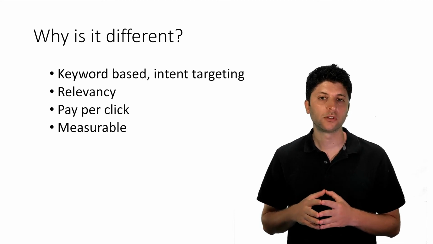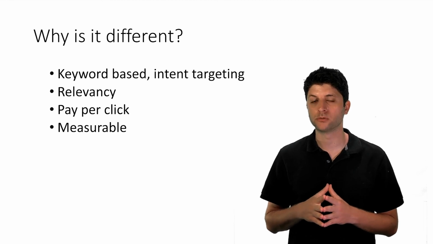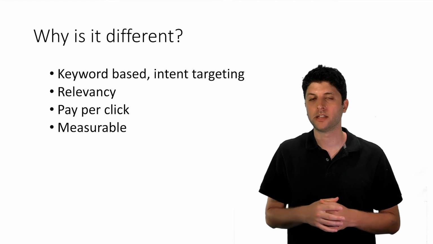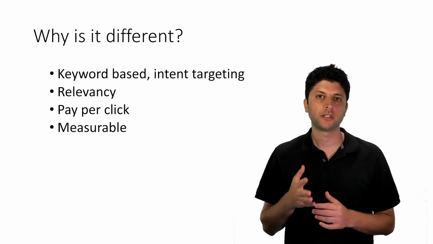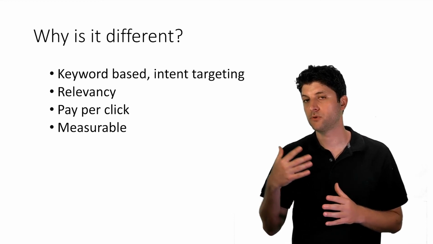The fourth reason Google Ads is different and so amazing is because it is very measurable. You can see every single person who clicked on your ad. You have to be able to see that because that's how you're paying. That's how Google charges you. You're going to be able to see every single person that clicked on your ad. You'll be able to see every single person that clicked and came through to your website.